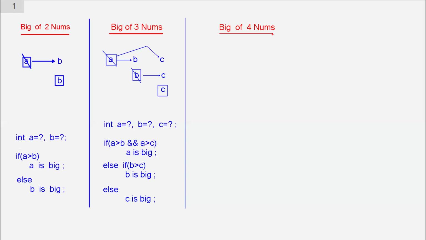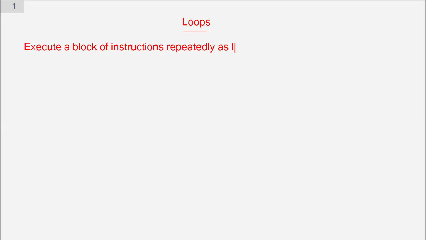Okay, right. So this is all about conditional statements. Now we are going to discuss loops. First of all, what are loops? Intro: loops execute a block of instructions repeatedly, repeatedly as long as the condition is valid. I'll explain.